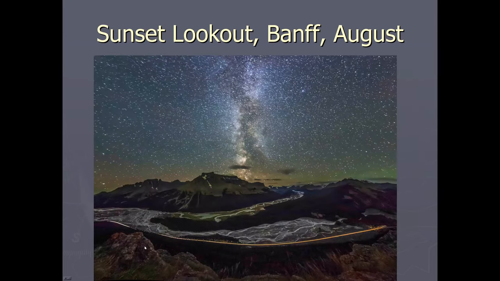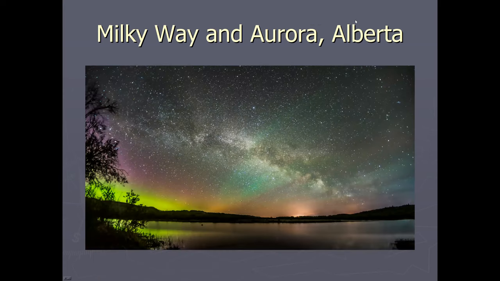Now, here is a picture of the Milky Way taken in Banff in August. Now, you probably realize that the Milky Way is almost perpendicular to the horizon because we are in a different month. Let's go back one slide. Look at this. The Milky Way is horizontal, almost horizontal.